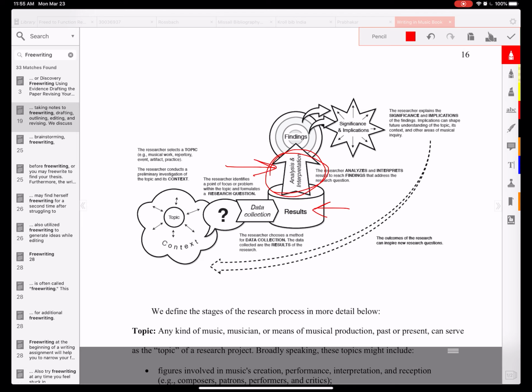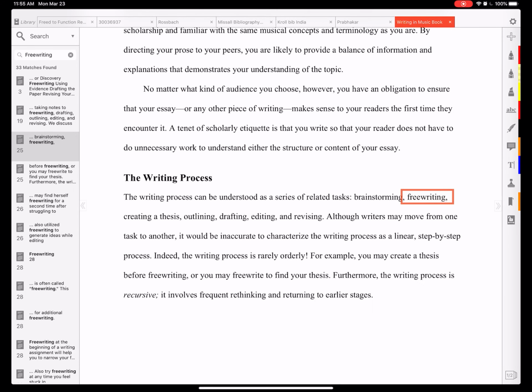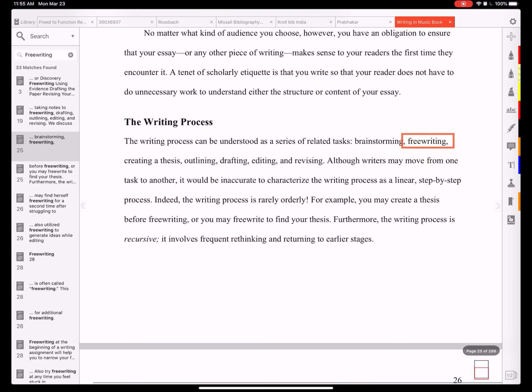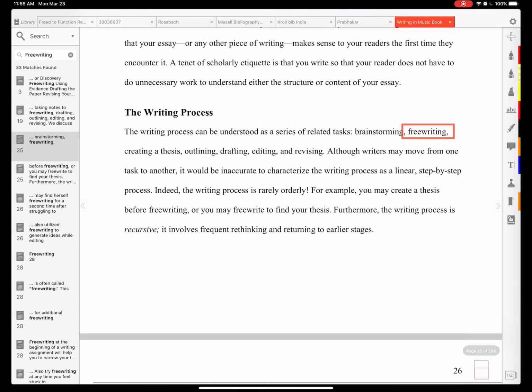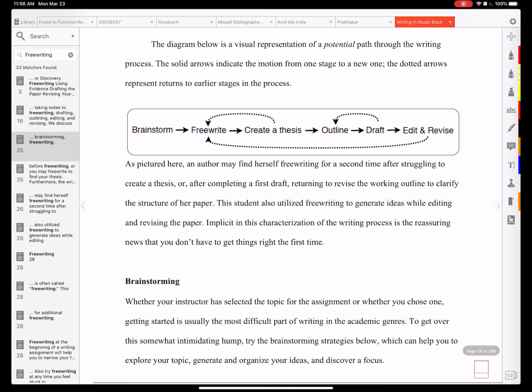So one of the things that I think is really important in this analysis process is the technique of free writing. So there's two sections in the book that really address free writing. One of them is on page 25 in chapter 2 that's just about the general writing process. So you might want to take a look at that, where we talk about free writing as this stage in this iterative process of brainstorming, free writing. You create a thesis, then you might want to free write again. You might outline and draft and then free write some more. This kind of returning process.